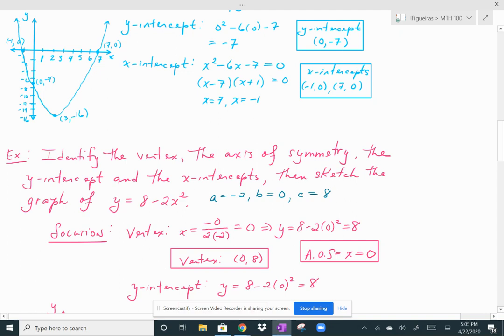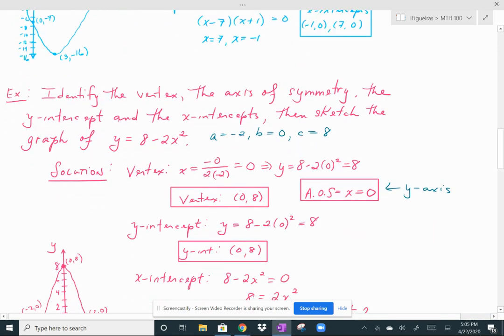Once you calculate your vertex, you can easily find the axis of symmetry. I'm abbreviating that as AOS. And your axis of symmetry will be whatever you computed right here when you computed your vertex. So since the x-coordinate of the vertex is 0, my axis of symmetry is the vertical line x equal to 0. And by the way, x equal to 0 happens to be one of the axes. This also happens to be the y-axis.